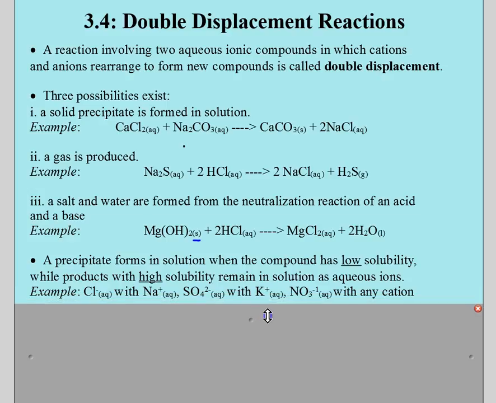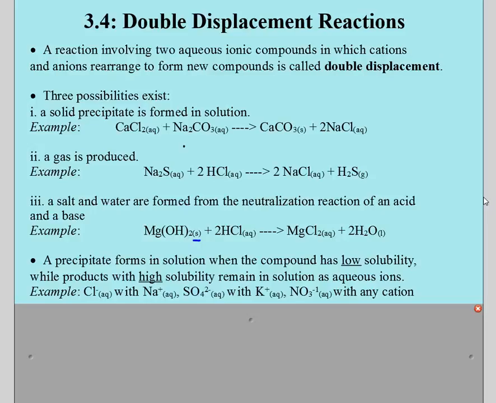Now, in order to predict whether or not the precipitate will form, we need to refer to a solubility table. When a precipitate is expected to form, it's because the compound has low solubility. So the presence of those two ions together has low solubility, meaning very little of them will remain as aqueous ions freely moving in the solution. They will bond together ionically and form an ionic crystal. Those that have high solubility will likely not be observed.